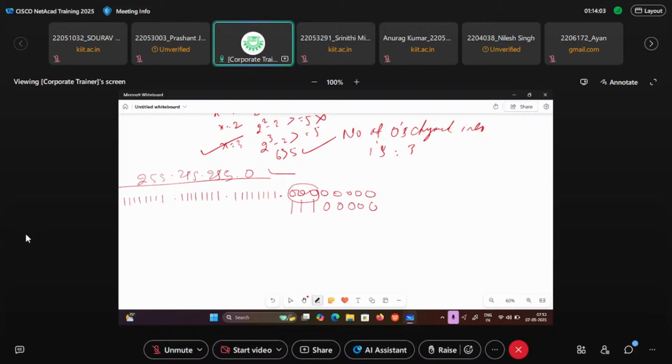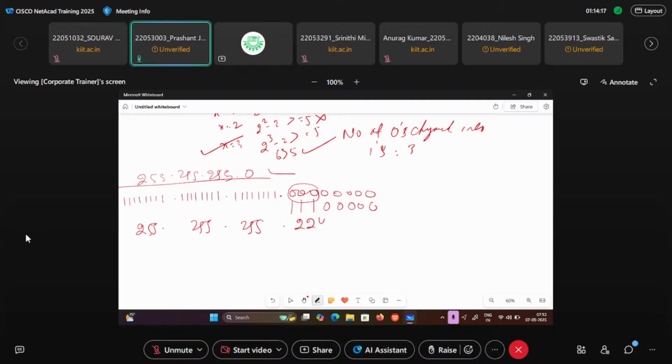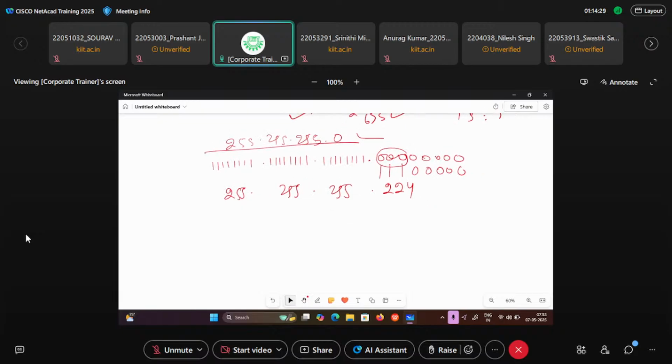Right? So what is the decimal value of this? If we convert, this is 255.255.255. And what is the value of this, guys? 224. So 224 is my new subnet mask of my required network. Okay, remember this. Now the second step, you just have to convert those zeros to 1, simply from the host bits, if you require the network.